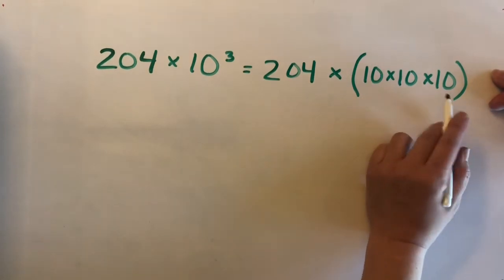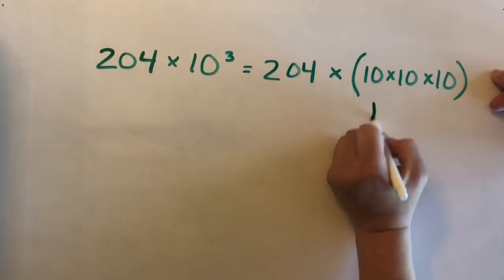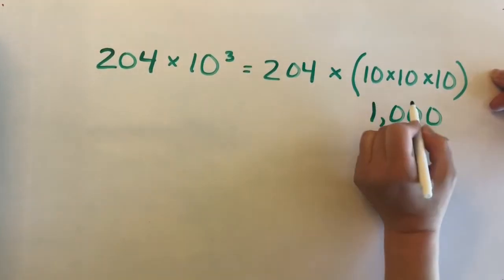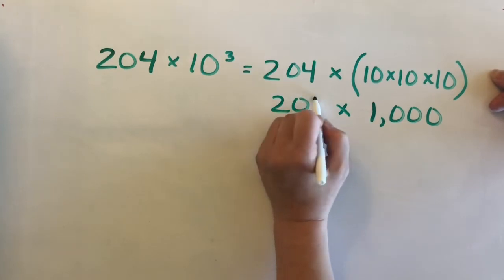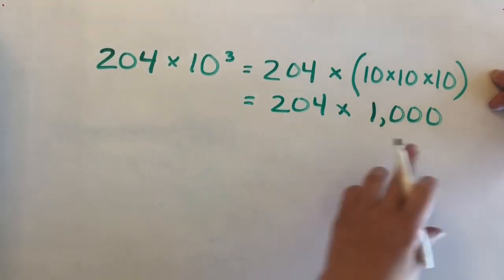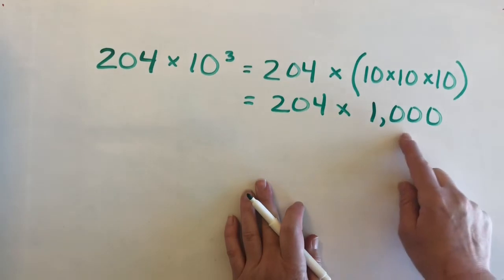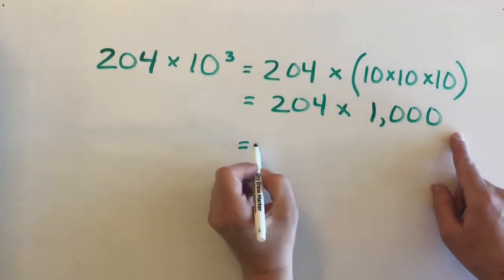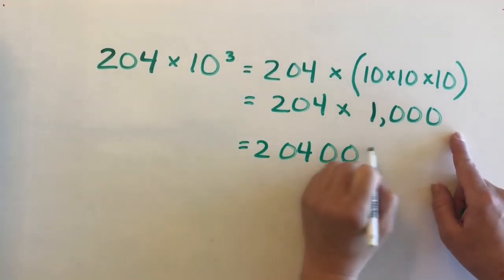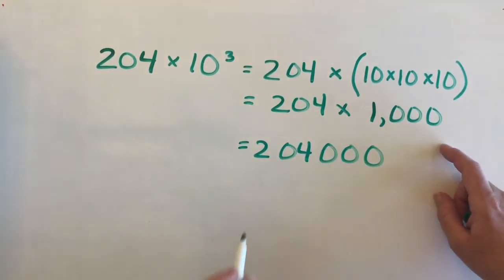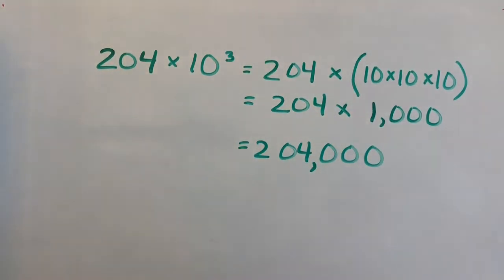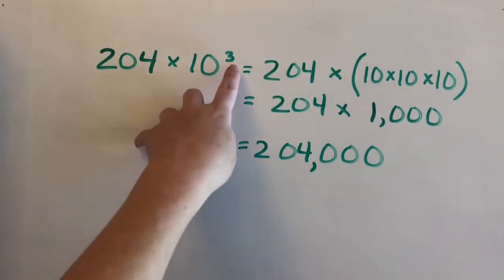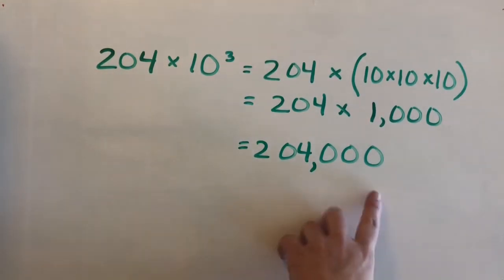So 10 times 10 times 10 is actually 1,000. 10 times 10 being 100, and then times 10 is 1,000. So that is 204 times 1,000 now. And you and I know we can save these 3 zeros, and we can rewrite this problem, because 1 times 204 is 204, and then add the 3 zeros back, and the answer is going to be 204,000. So 204 times 10 to the 3rd power is 204,000.